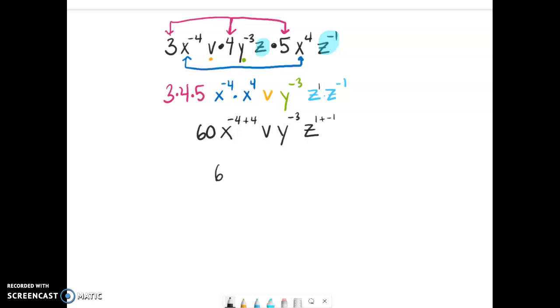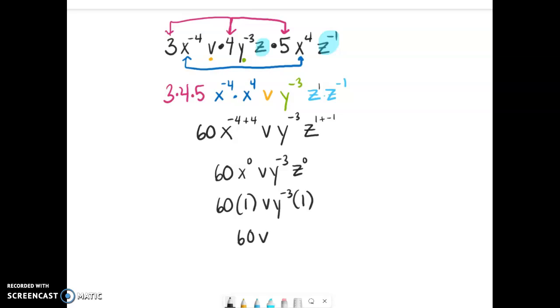So just keep simplifying. The 60 is simplified. This will be x to the 0, and this also will be z to the 0. Anything raised to the 0 power is 1. So x to the 0 will be 1, and z to the 0 will be 1. So now I'll have 60 times 1 times 1, which is just 60.